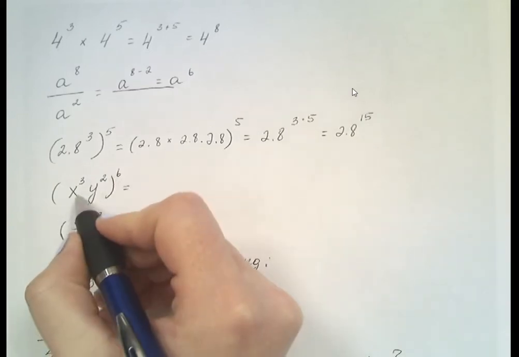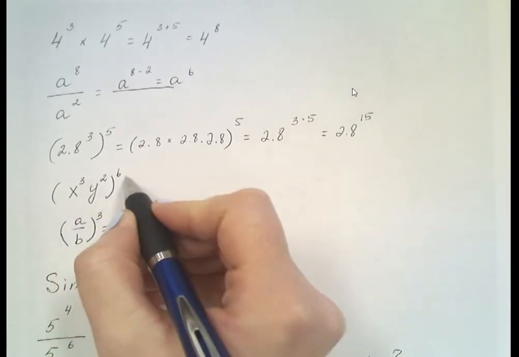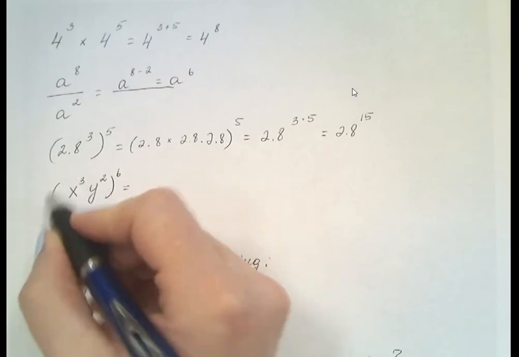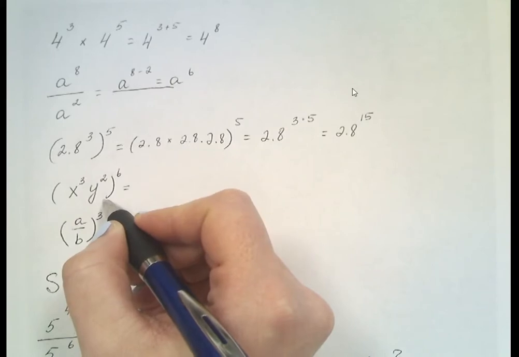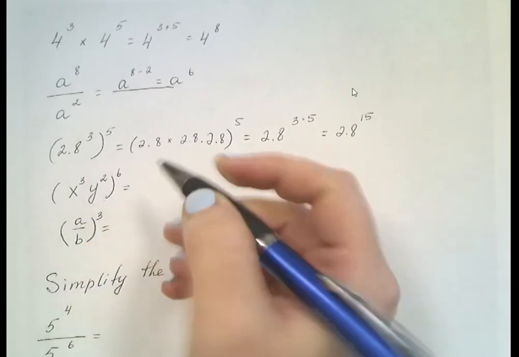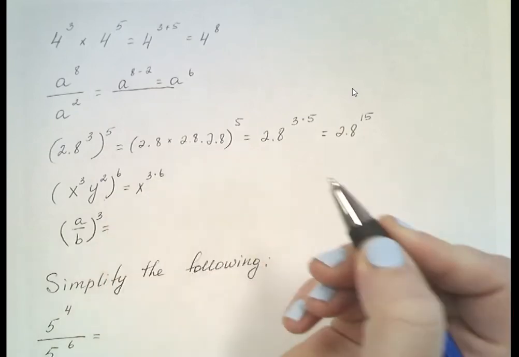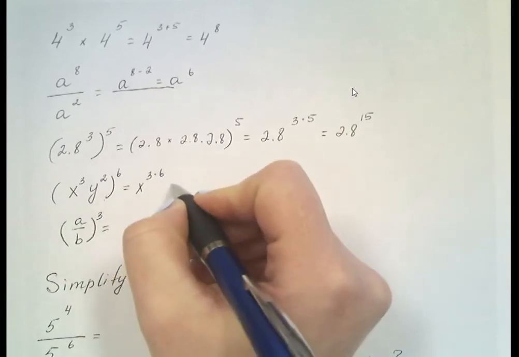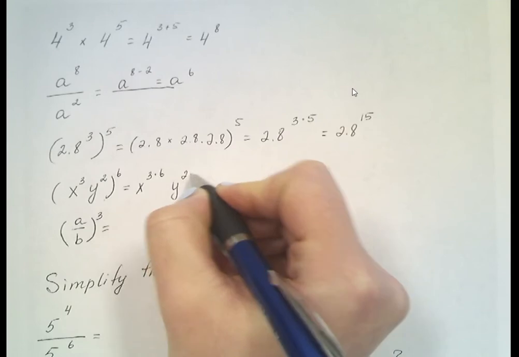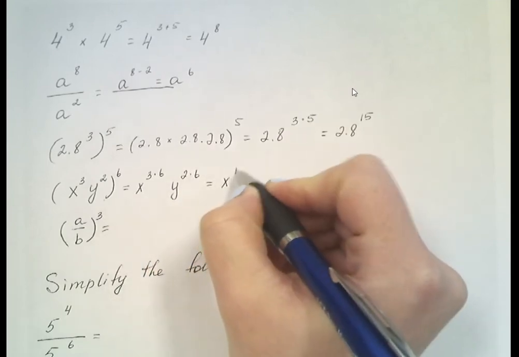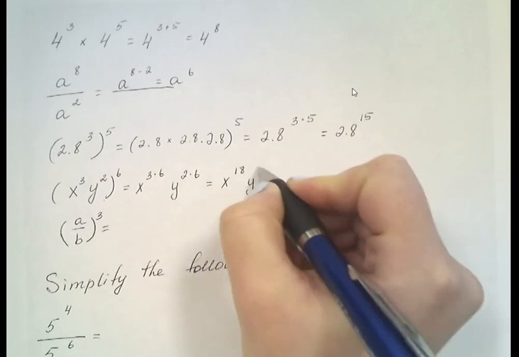Next one, x to the third, y to the second, raised to the sixth power. So we are raising everything that is inside the parentheses to the sixth power. That makes x to the third to the sixth, which is a multiplication, right? And y to the second to the sixth. And that is going to be x to the 18th and y to the 12th.